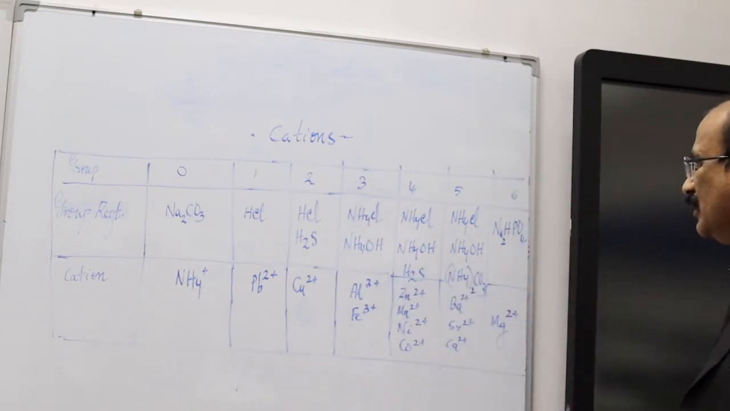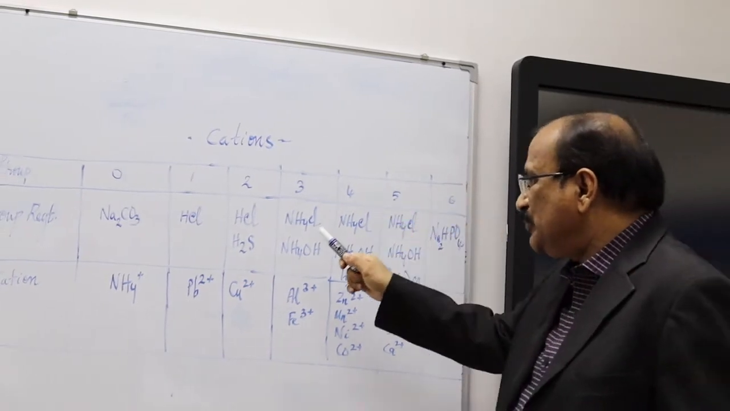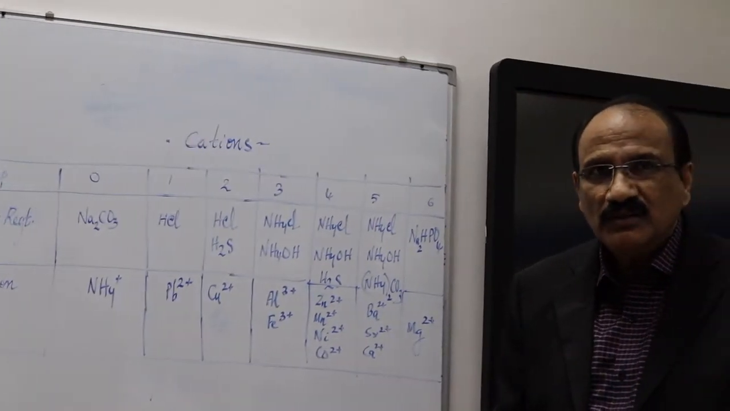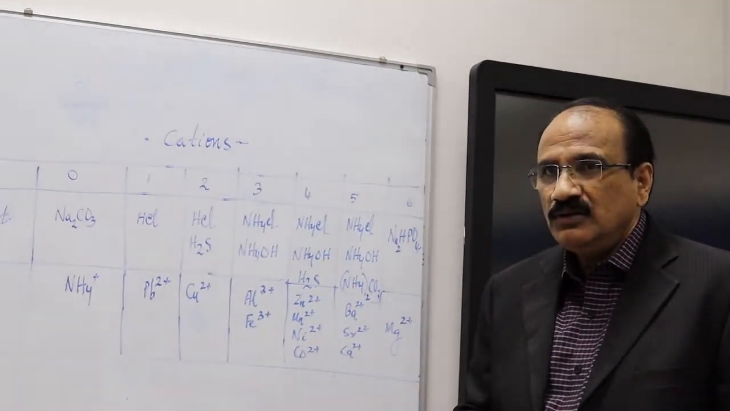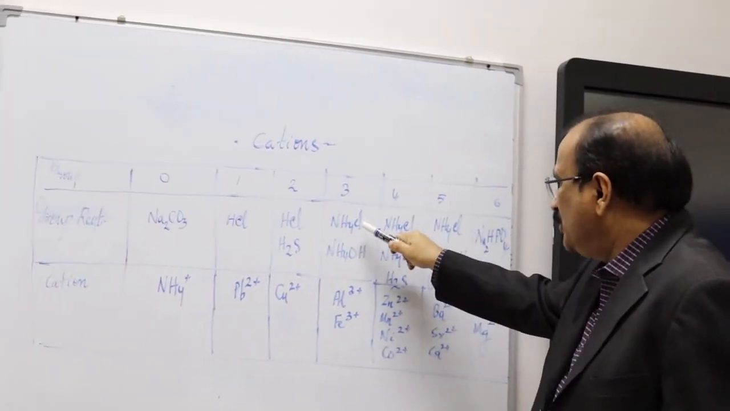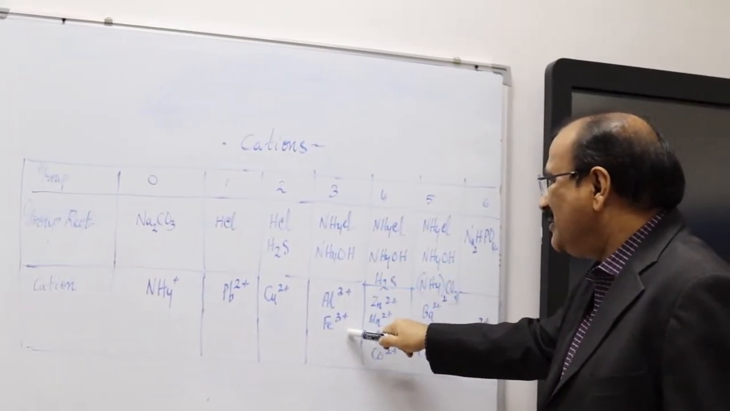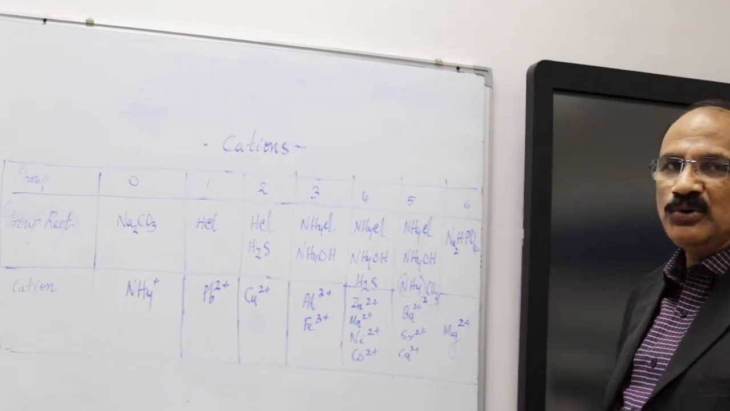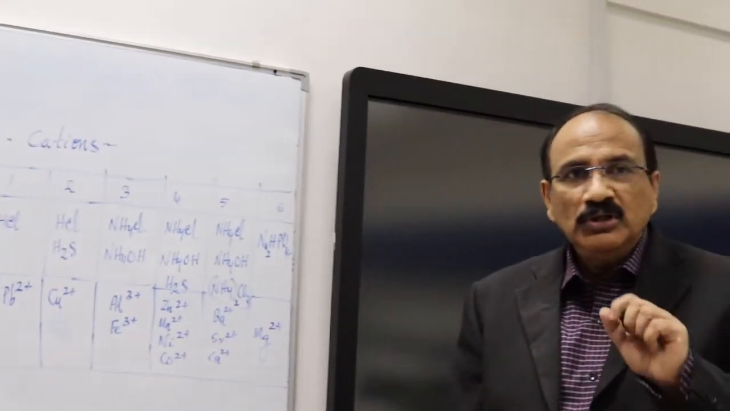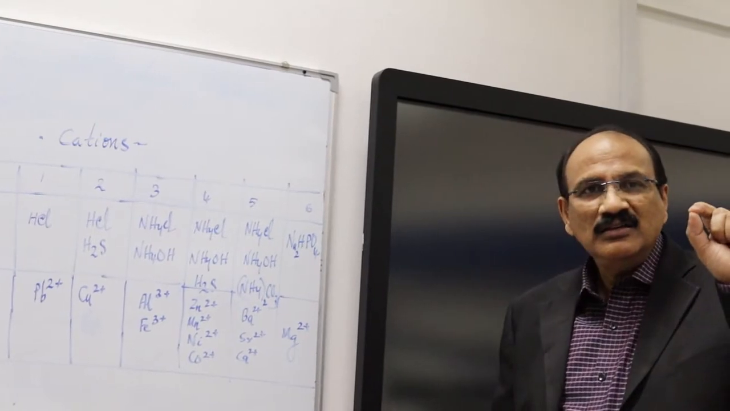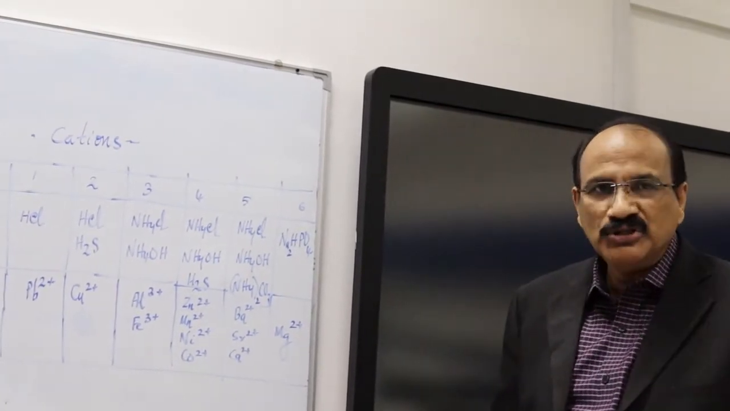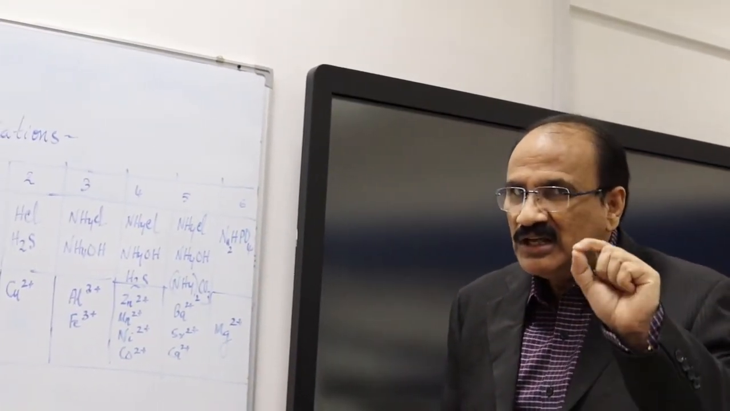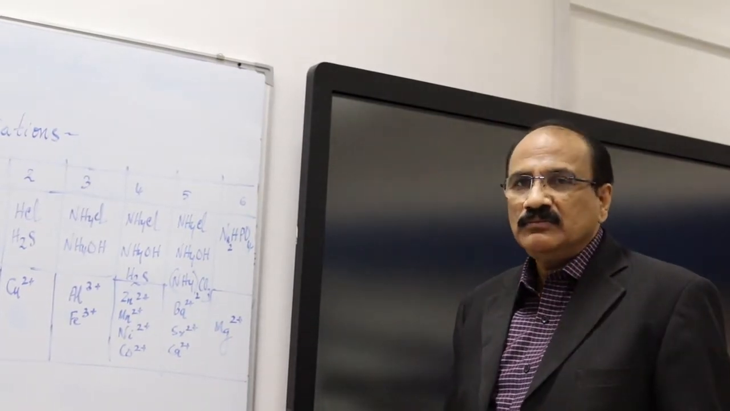In group 2, we have copper. The reagents are HCl and H2S, hydrogen sulfide gas. And third group, aluminium and Fe3+ are the cations, and the reagents are ammonium chloride and ammonium hydroxide. And in fourth group, the metal ions are zinc, manganese, nickel and cobalt. The reagents needed are ammonium chloride, ammonium hydroxide and hydrogen sulfide gas.